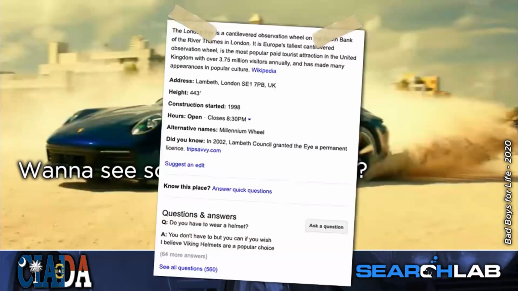Or this is my all-time favorite one. It's for the London Eye, the big Ferris wheel on the Thames River in London. And the question says, do you have to wear a helmet? And the answer is, you don't have to, but you can if you wish. I believe Viking helmets are a popular choice.